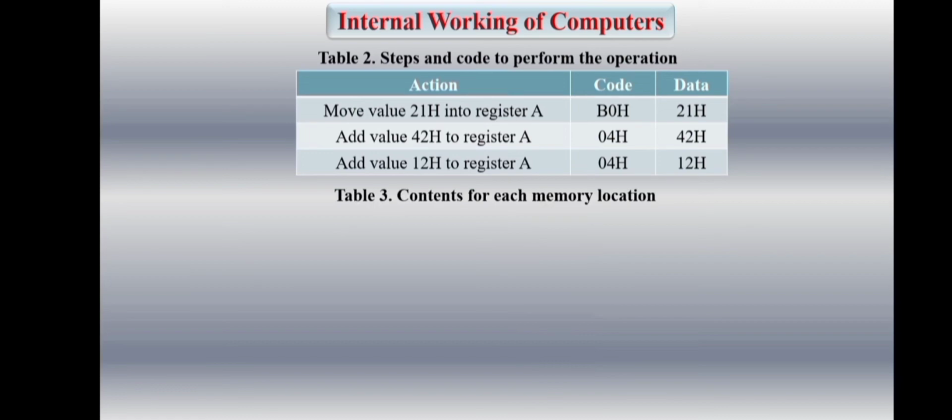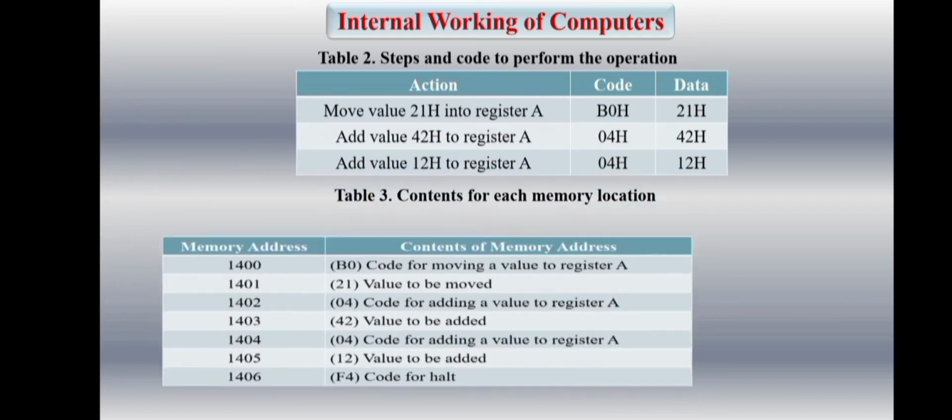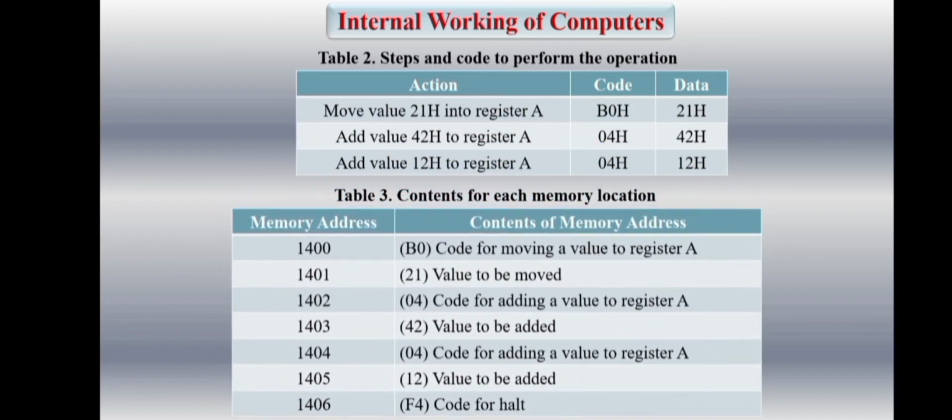Let us suppose the program to perform the actions is stored in memory locations which start at 1400H and end at 1406. These are the contents for each memory location. Now let us learn how the CPU will perform the actions to run the program.